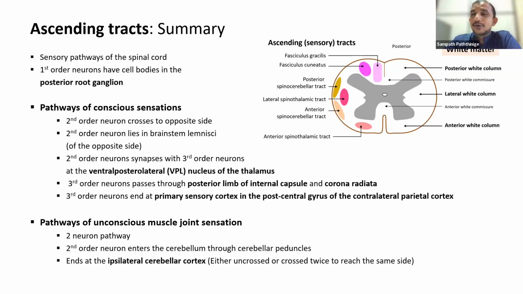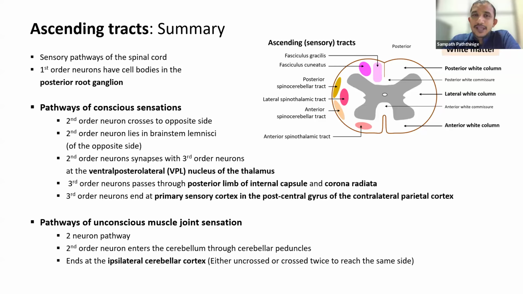Always the second order neuron crosses to the opposite side. The crossing might be occurring at different levels, right? For the spinothalamic tracts, it is in the spinal cord. For the posterior column, it is in the lower medulla, right? And these conscious pathways form lemnisci in the brainstem. The spinothalamic tracts form the spinal lemniscus, and the posterior column forms the medial lemniscus.